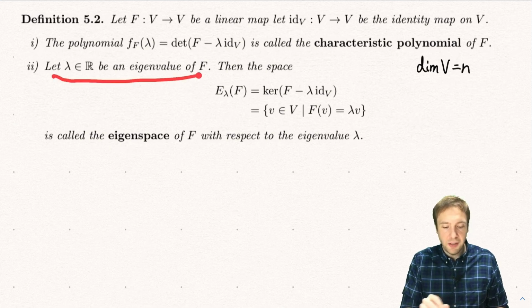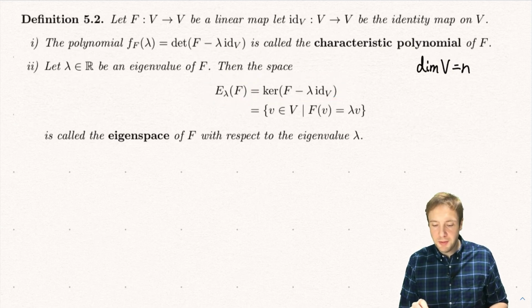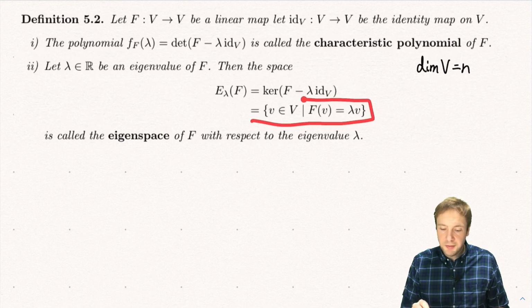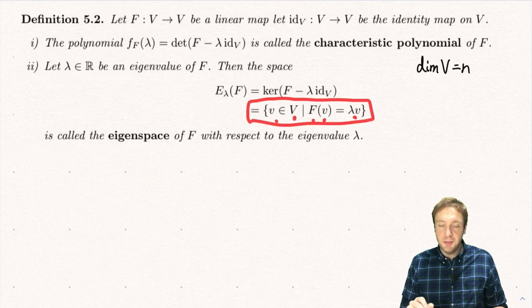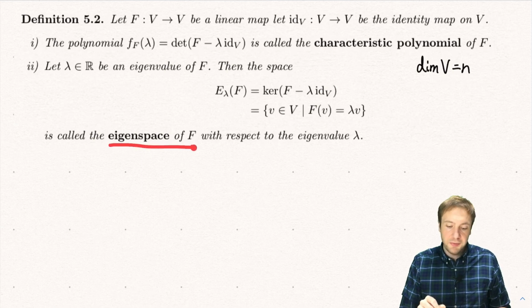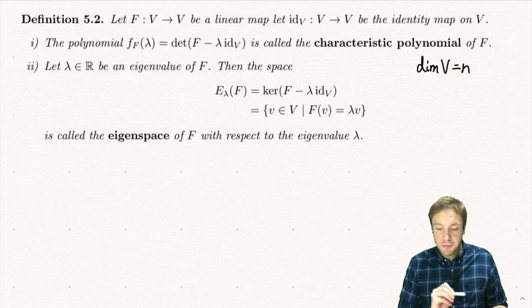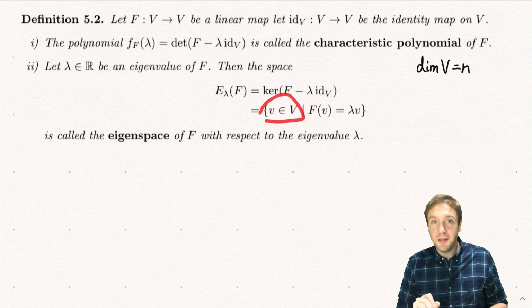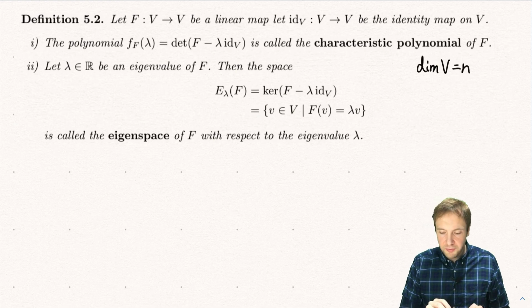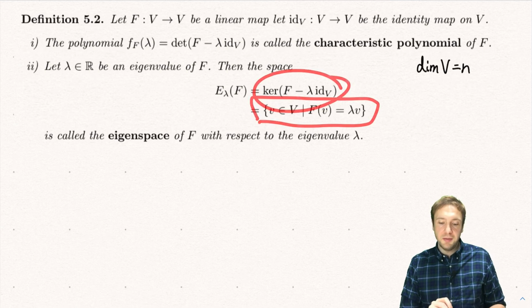So if we have an eigenvalue lambda of a linear map f, then we write E lambda of f as the kernel of f minus lambda times the identity. So in other words, these are exactly the vectors in V with the property that f of v equals lambda times v. So the eigenspaces consist of all eigenvectors with this eigenvalue, plus they also contain the zero vector, even though we don't call the zero vector an eigenvector, but here the zero vector is of course contained in the kernel.